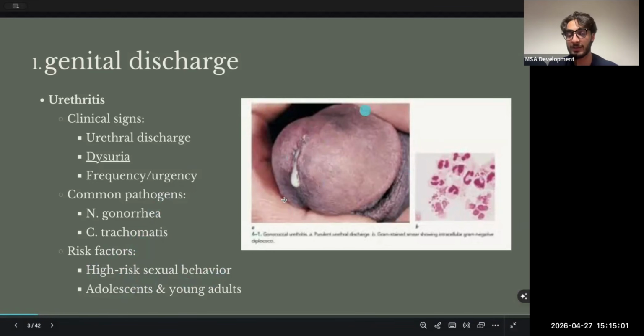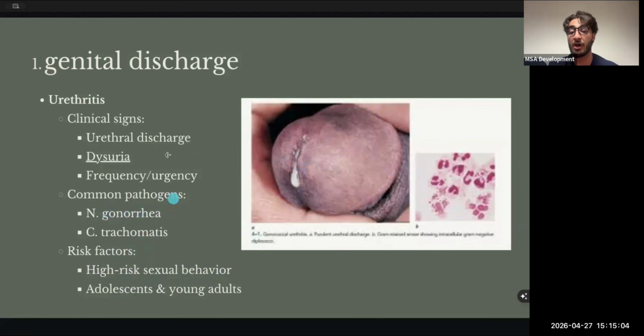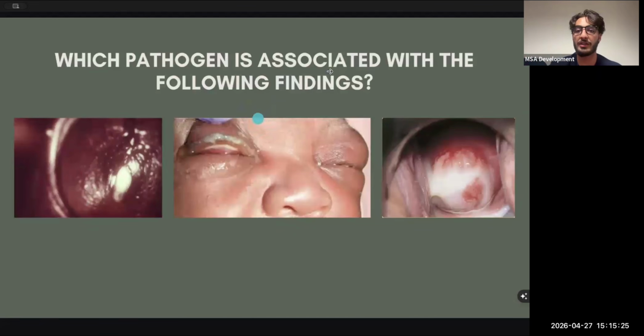This is an example of urethral gonorrhea. You can see here the gram-negative diplococci that are intracellular. And this is what the discharge would look like. With gonorrhea, it would look like a white, yellowish, thick, milky substance, whereas with chlamydia, it's more watery.